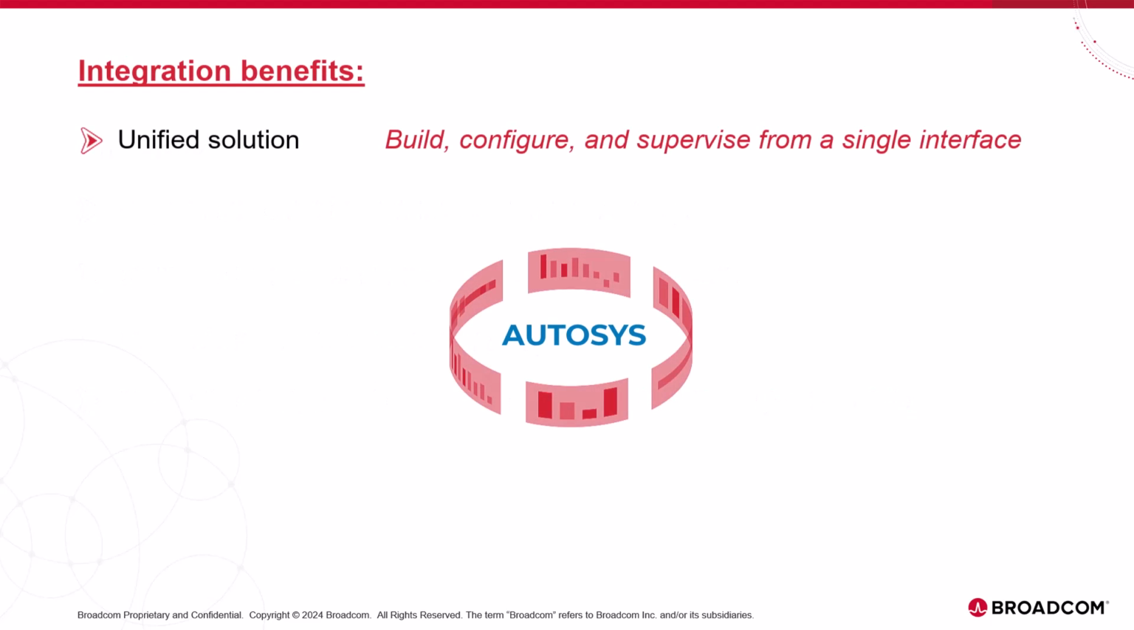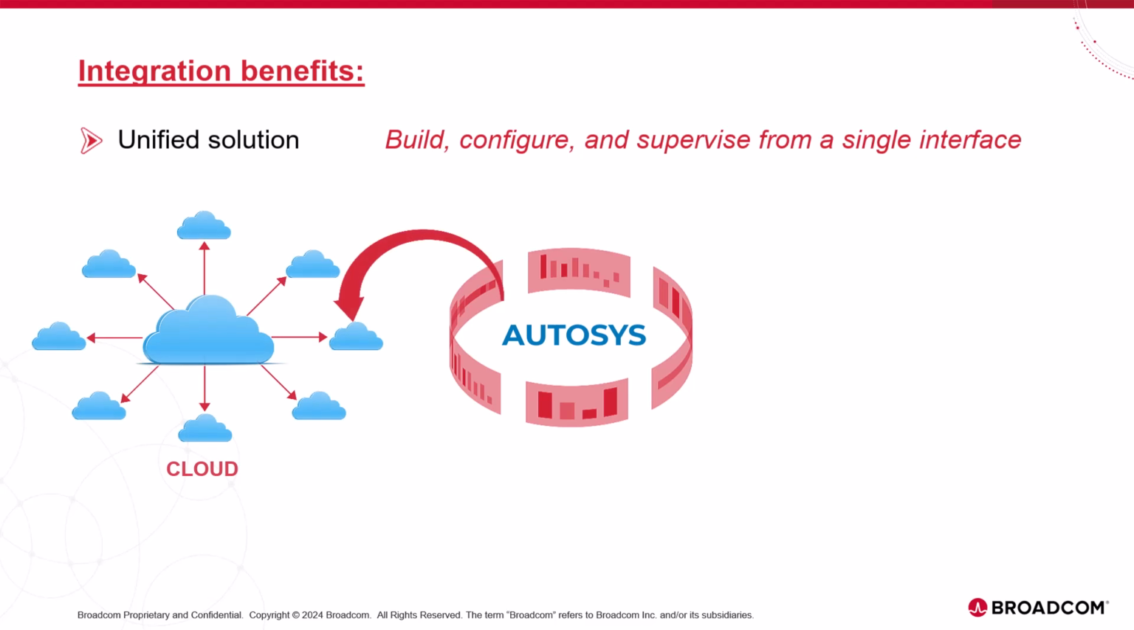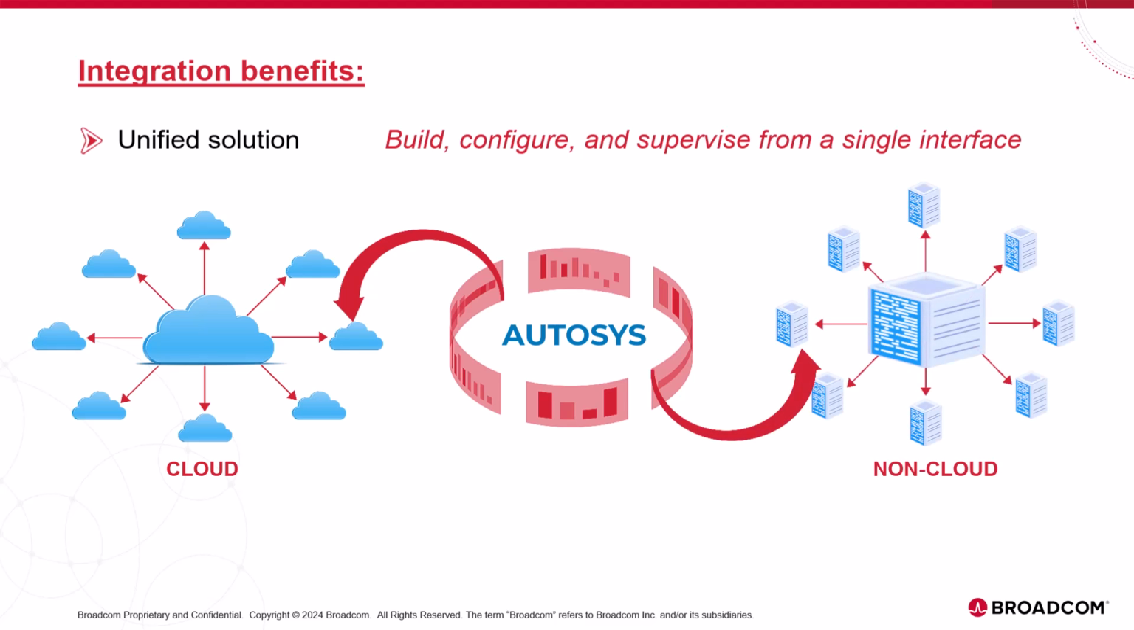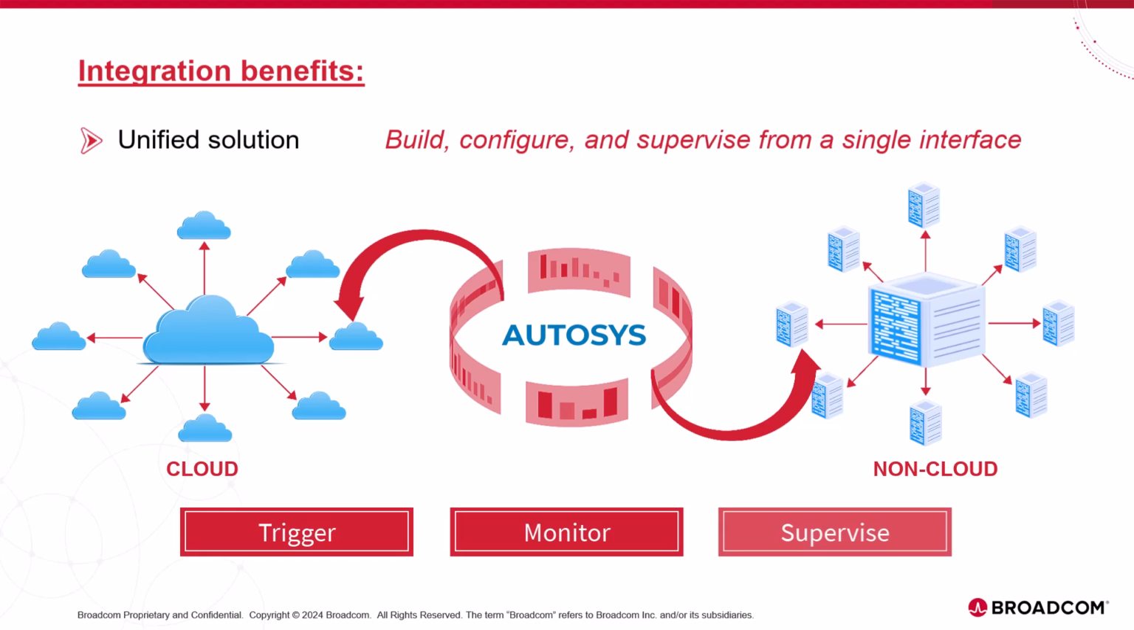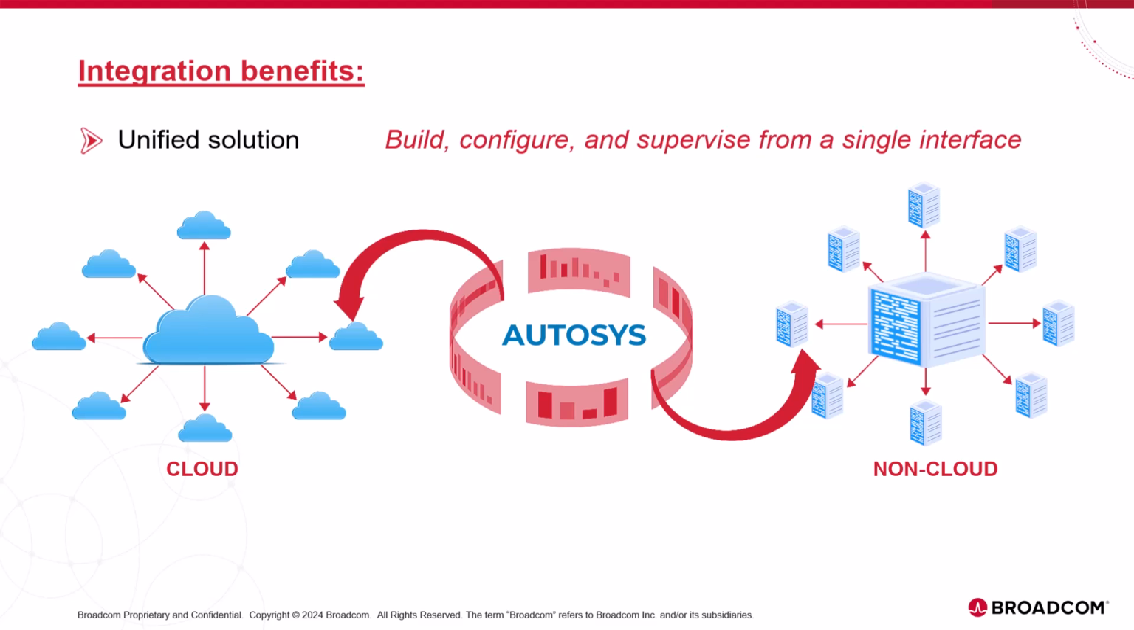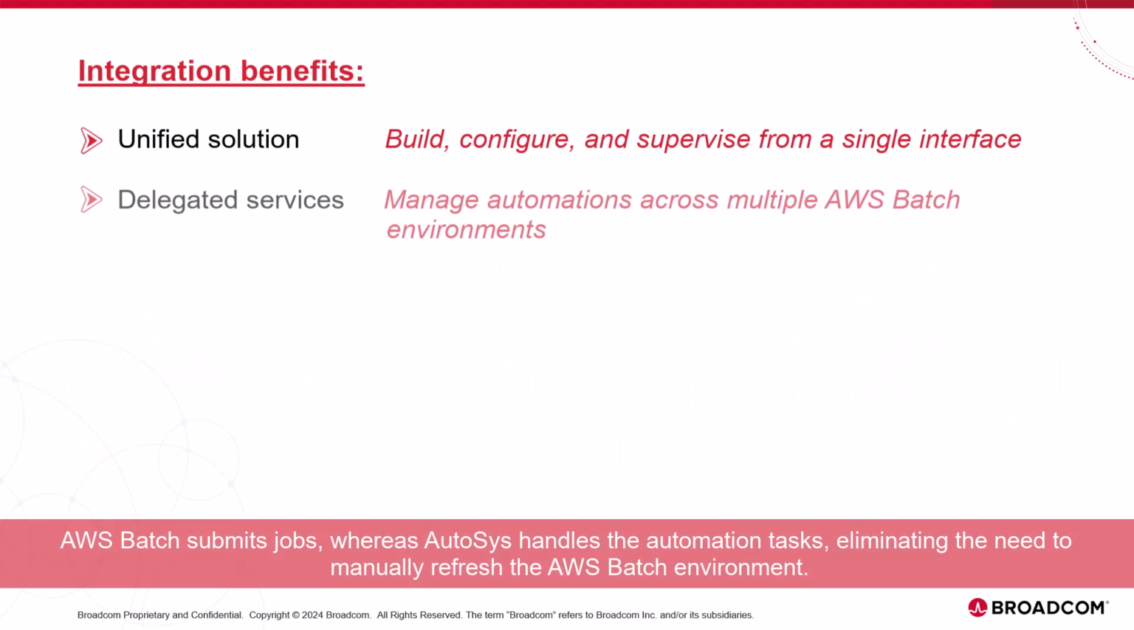AutoSys plays a central role in orchestrating operations across multiple environments, including the cloud. AutoSys synchronizes these processes with other non-cloud operations. By integrating AWS Batch, we can configure process automation centrally in AutoSys and then trigger, monitor, and supervise everything in one place. AWS Batch processes can then be synchronized with all other environments routinely supported by AutoSys, like applications and databases. AWS Batch's role is reduced to only submitting the jobs. All other functions, especially those pertaining to automation, are delegated to AutoSys.